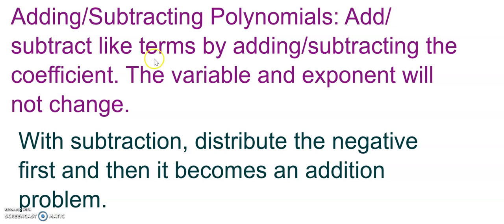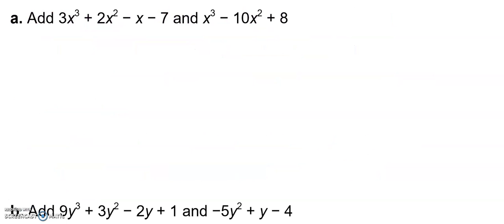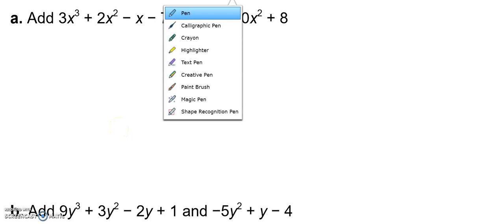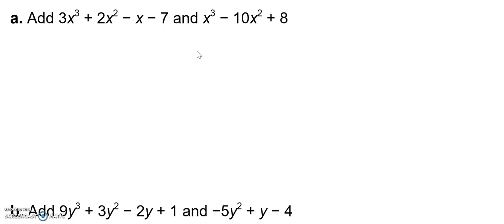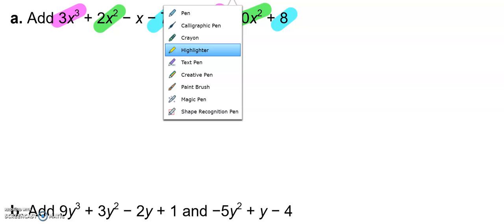The only other thing to be careful about is with subtraction, distribute the negative first. Then it really just becomes an addition problem where you might have some negative terms. So let's look at this. First one, we are going to do addition. So let's first identify any like terms. So I've got a 3x to the third and an x to the third. I've got a 2x squared and a negative 10x squared. And then I have a negative x that doesn't have anything that goes with it, so that will just stay. And I have a negative 7 and a positive 8.